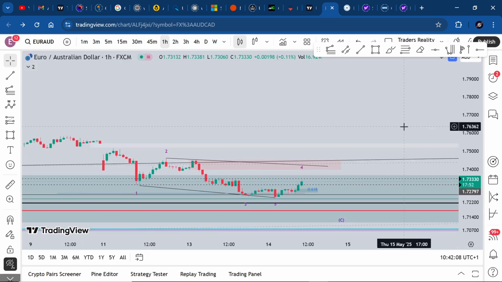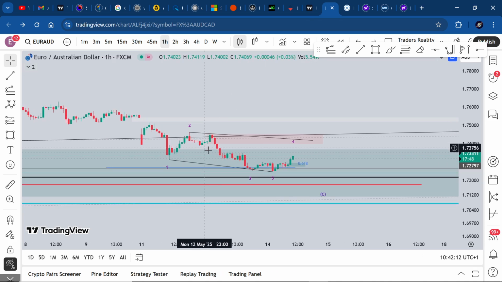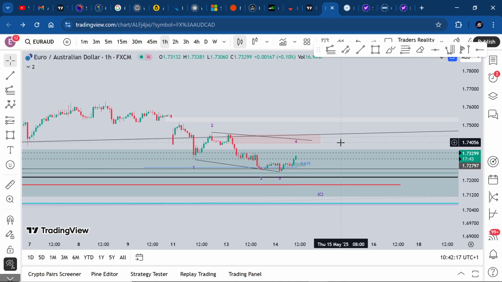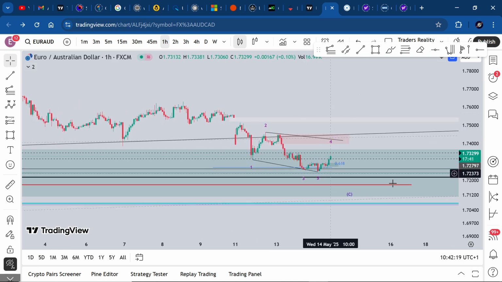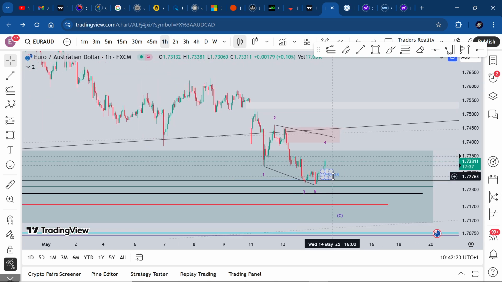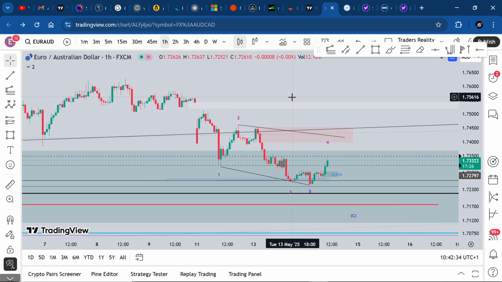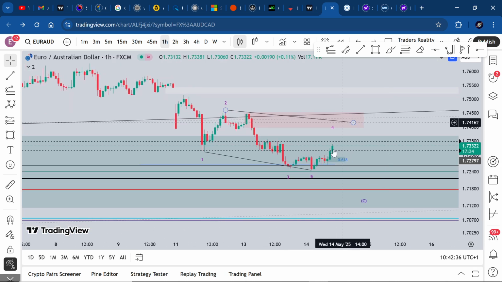Okay, I had a completed 5 wave move in here. 1, 2, 3, 4, 5. We're going up after grabbing liquidity below this low here, inside the demand zone, hence why I'm in buy positions for EURAUD. Now we've got this gap right up here, that's my target, but at the same time I am expecting price at some point to pull back.